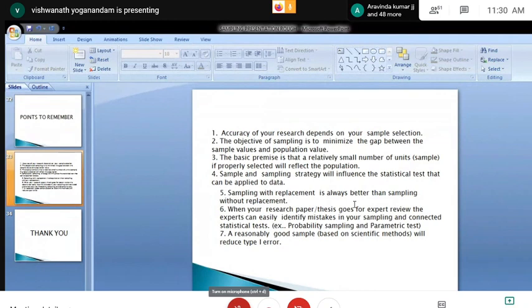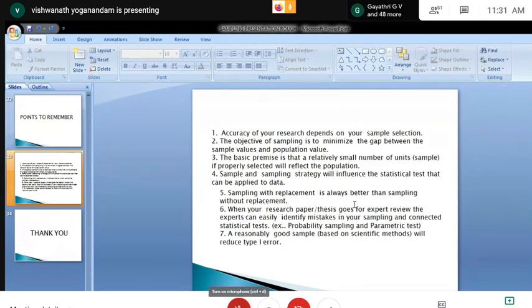Then sampling with replacement is always better than sampling without replacement. I have explained to you what is sampling with replacement. That is, the probability of each unit in the sample getting selected should be the same. That is, in a fish bowl, you put the names, you select one name, then after selecting the name, you put the name again in the bowl and again select one more. Then that would be sampling with replacement.